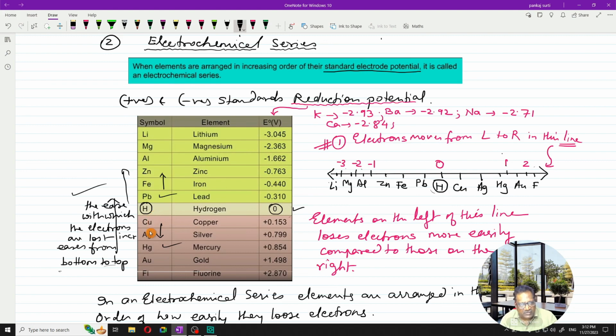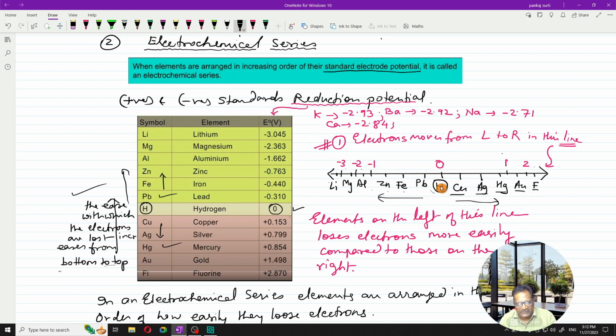Then can you see this copper, gold, mercury, all these have values more than 0. In the positive direction they have values more than 0. So I have taken copper, silver, mercury, gold, fluorine on this side, and these are taken on the other side: that is lead, iron, zinc, aluminum. These are decreasing. These are less than zero. So I am taking these on this side. This way also you can show the electrochemical series.